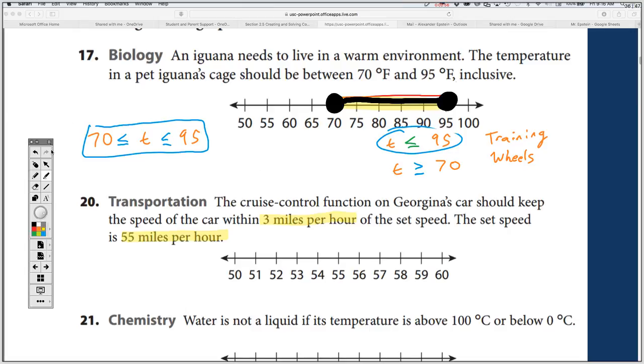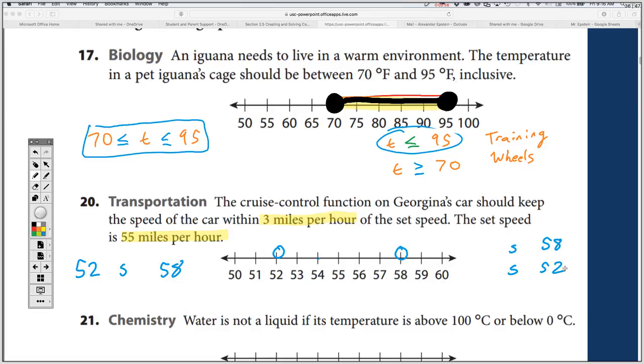58. How'd you get that? I added 3. Good. So we said 55 plus 3. 58 would be the maximum. What would be the minimum? 52. What was the variable you picked? Speed. S. So this shows you exactly what it would look like. So you have 52 here. You have 58 here. And then you got to figure out what your answers are in between. Is 53 an answer? 54? 55? Yeah, all of these?